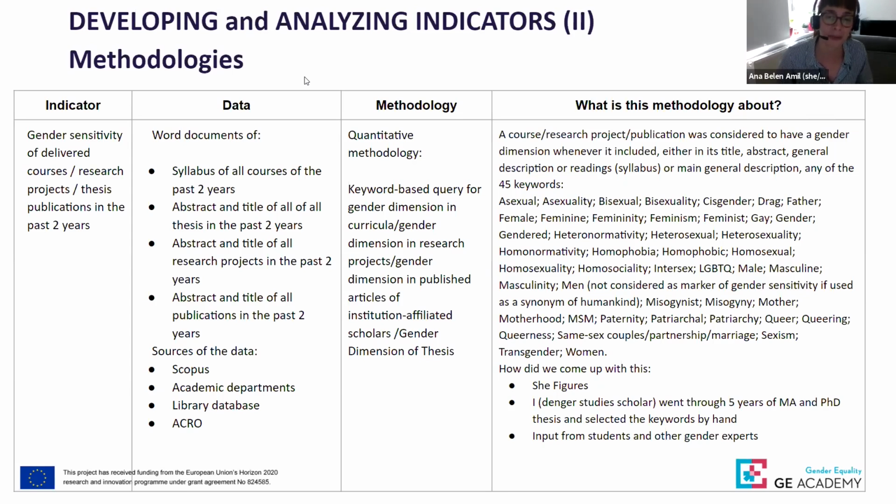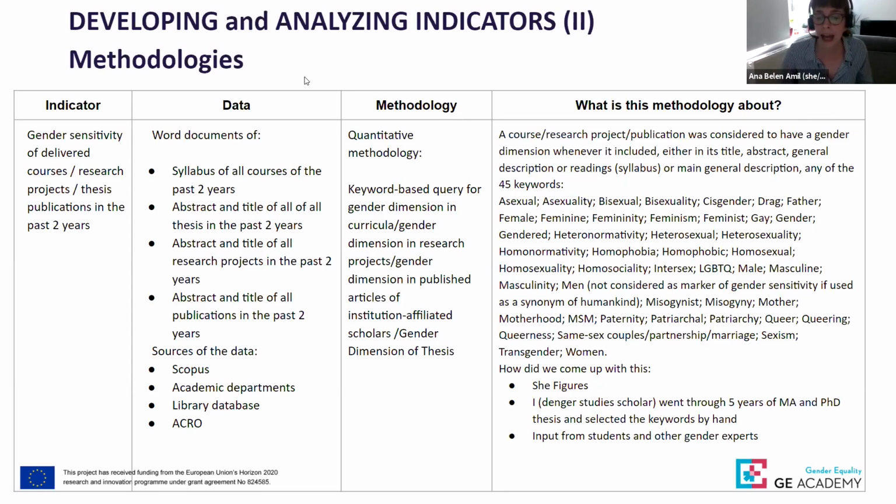If in all of this material that I just told you, one of these keywords appeared, we decided this has a gender dimension. So this research project, course, or thesis has a gender dimension. How did we come up with this methodology? We basically used She Figures. I think it's every 3 years, a publication by the European Commission on the status of gender equality in research and innovation in Europe. They are using this method.